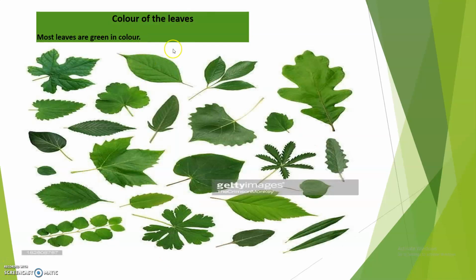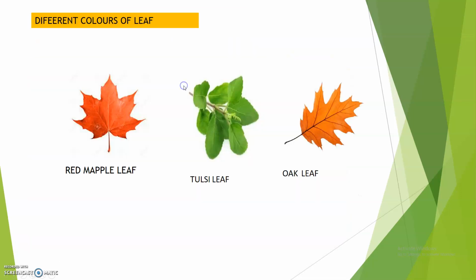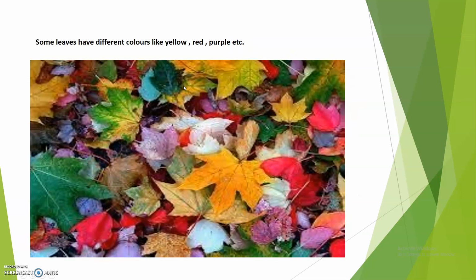So, color of the leaves. The first classification is based on the color of the leaves. Most leaves which you will find will be green in color. It could be a darker shade or a lighter shade. The green color of a leaf is basically due to the presence of a pigment called chlorophyll. That pigment gives the color to the leaf. Okay, we'll see the next slide. But some leaves you will find of different colors, like yellow, red, purple.